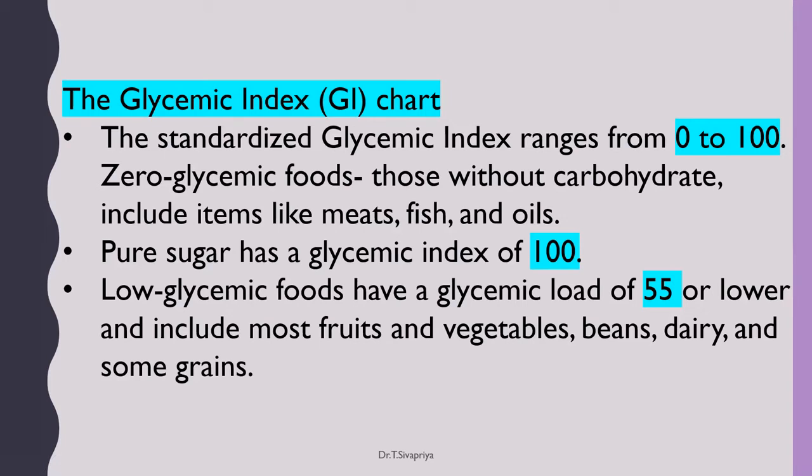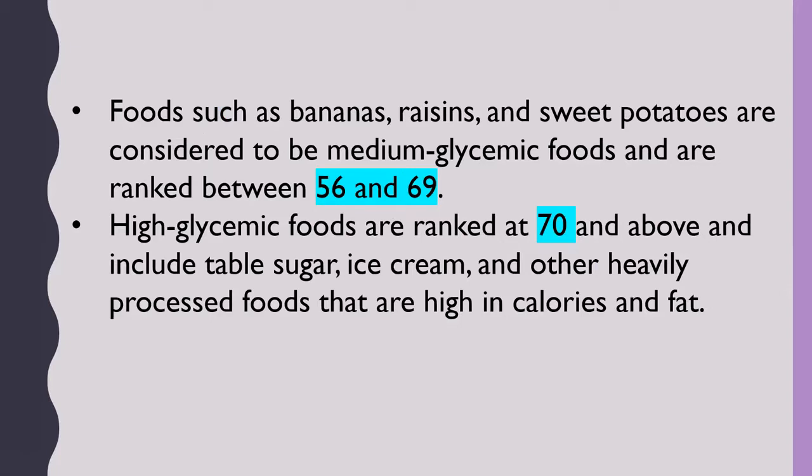and some grains. Foods such as bananas, raisins, and sweet potatoes are considered to be medium glycemic foods and are ranked between 56 and 69. High glycemic foods are ranked at 70 and above, and they include table sugar, ice cream, and other heavily processed foods that are high in calories as well as fat.